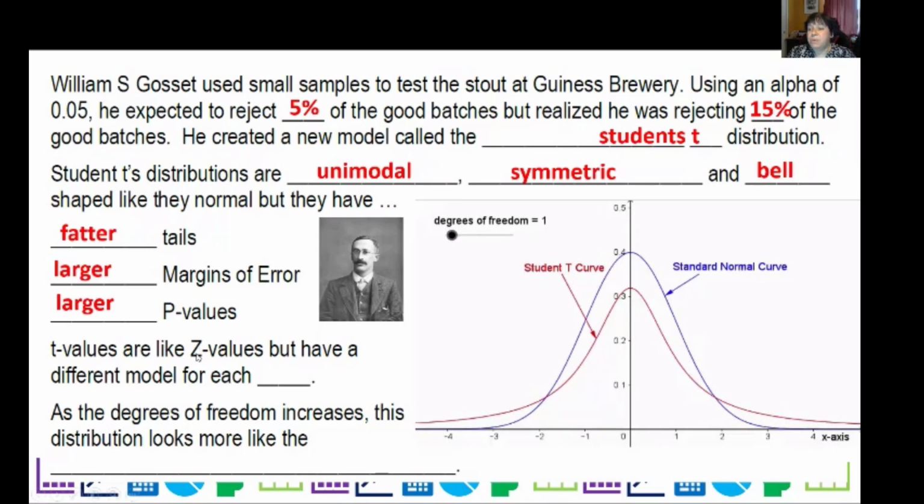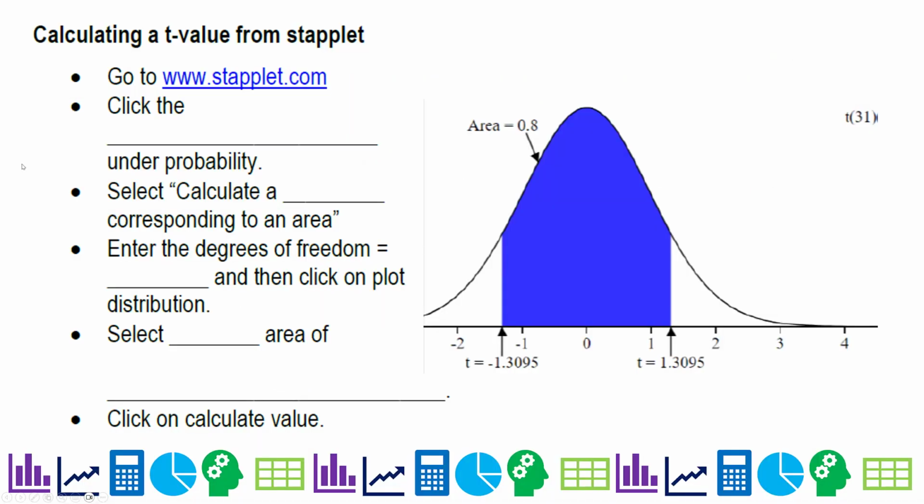Now, t-values or t-scores are like z-scores or z-critical values, but have a different model for every degree of freedom. You can see this is degree of freedom 1, and when I had it all the way to 40, it looked a lot like a normal distribution. So as the degrees of freedom increase, this distribution looks like the normal. So this is how we'll use StatKey to calculate your t-value.